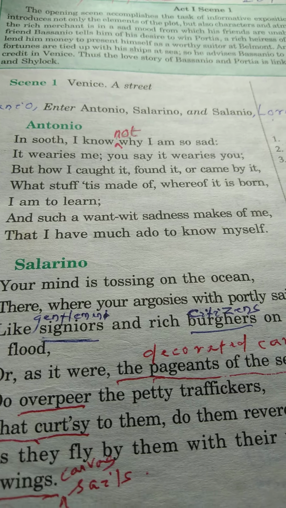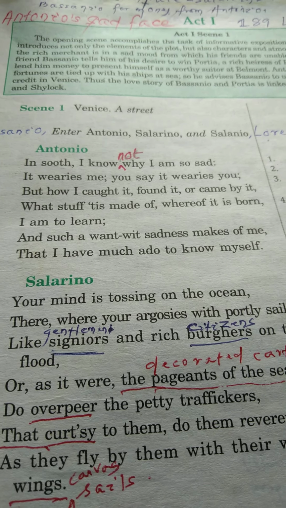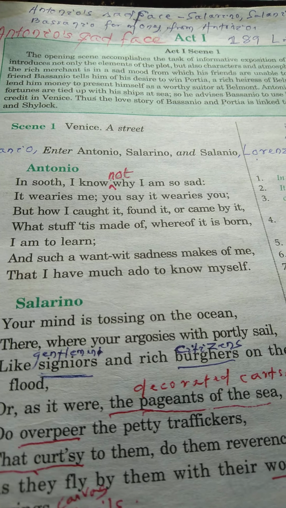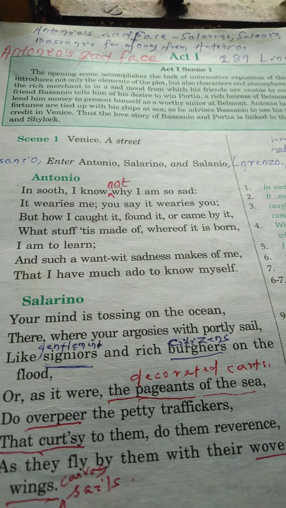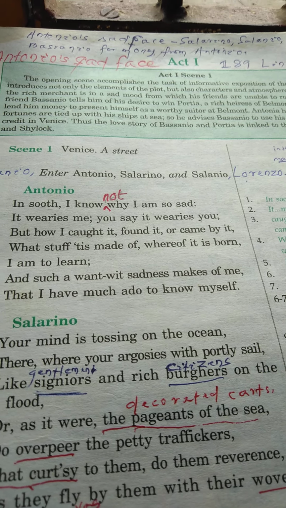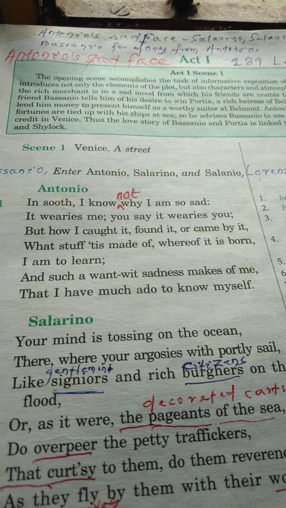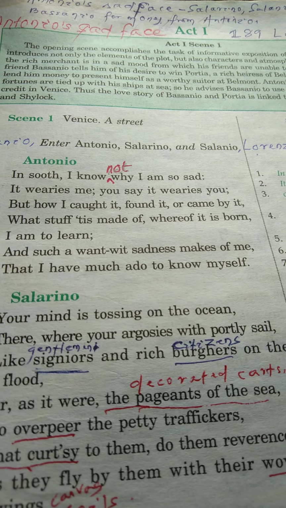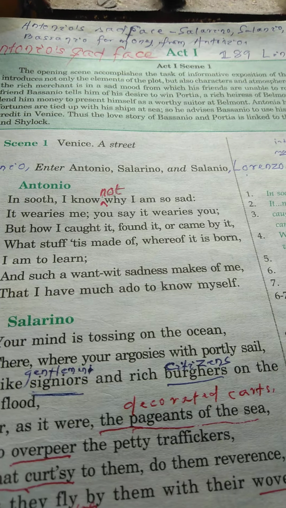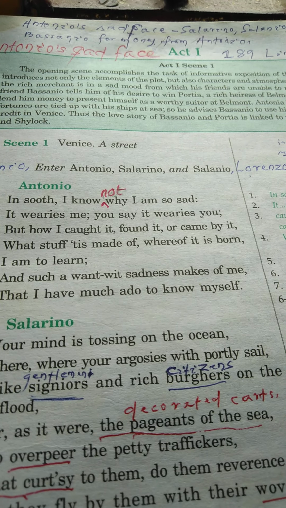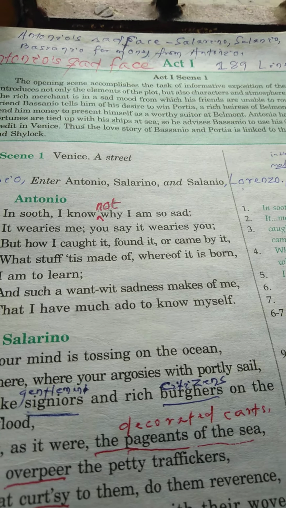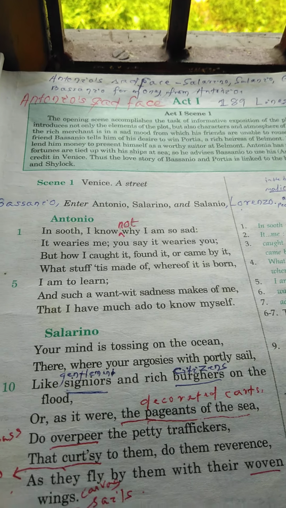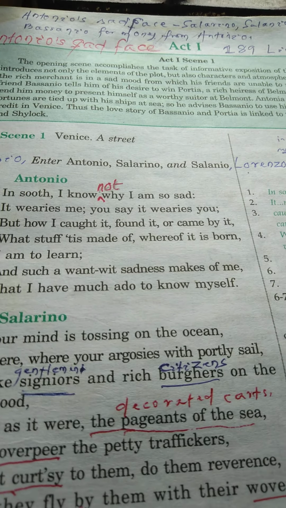There where your Argosies with portly sail are, there in the ocean, in the sea, your Argosies, your big ships with portly sails. A sail is a big, thick piece of cloth hung from the mast, so as to arrest the wind force. And at that time, ships used to sail with the force of the wind. This is how Salarino describes Antonio's ships as Argosies with portly sail.